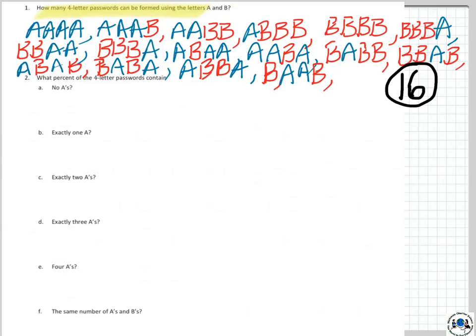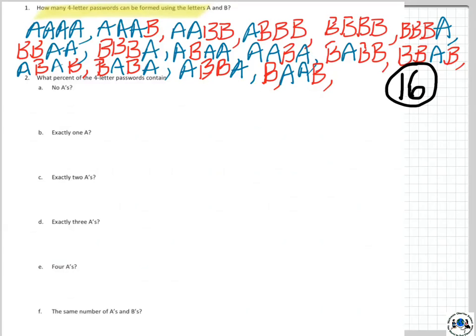Yes, indeed, there were 16 different 4-letter passwords that can be formed with the letters A and B. Okay, 16 different passwords. So hopefully you got that. If you didn't, just go ahead and write all of those down. Just pause right now and write those down. Okay, and then after you do that, go ahead and answer these questions.